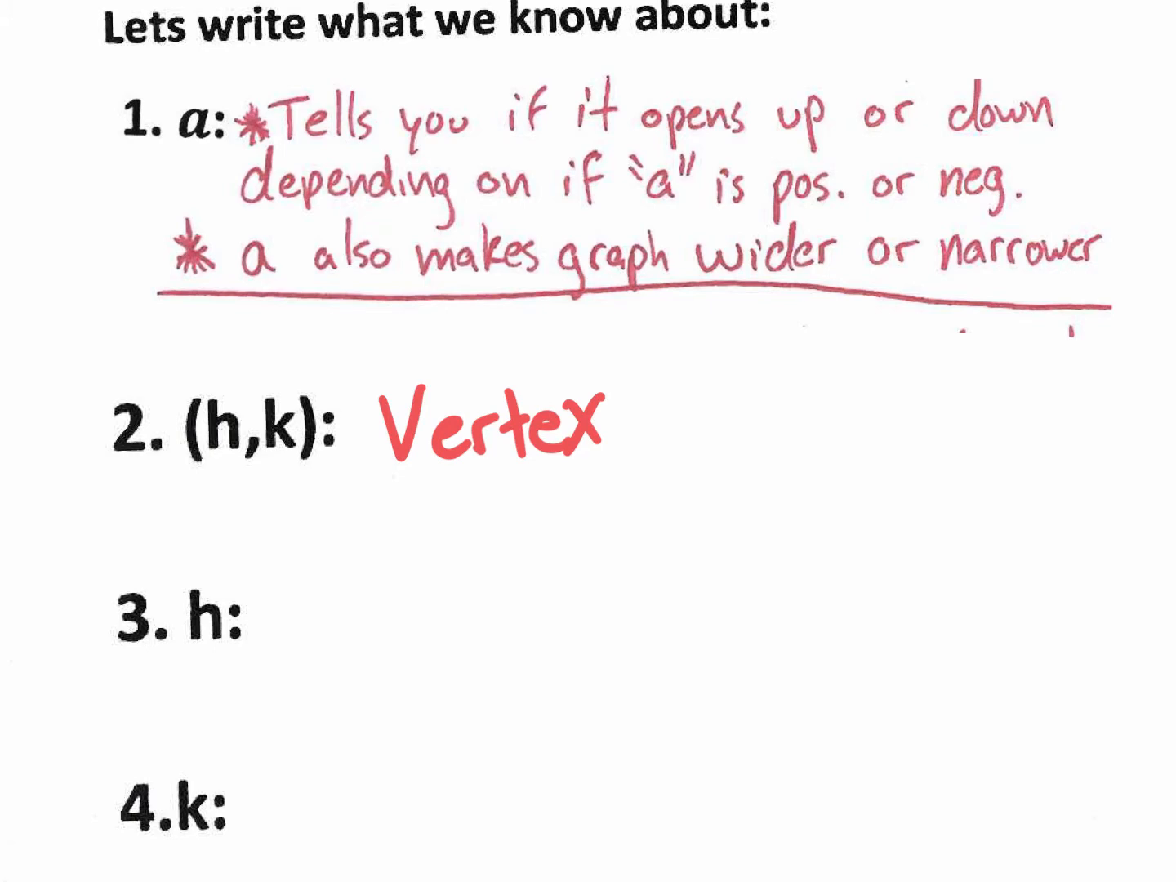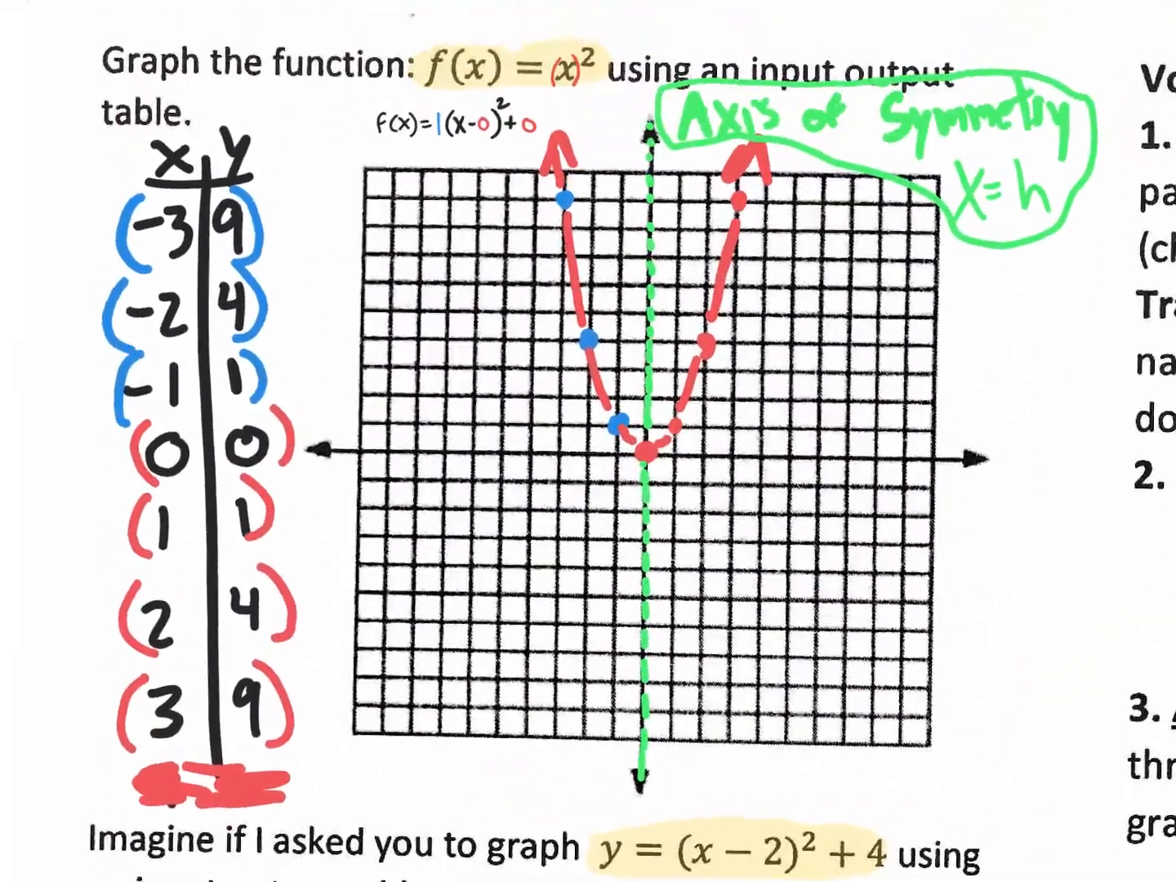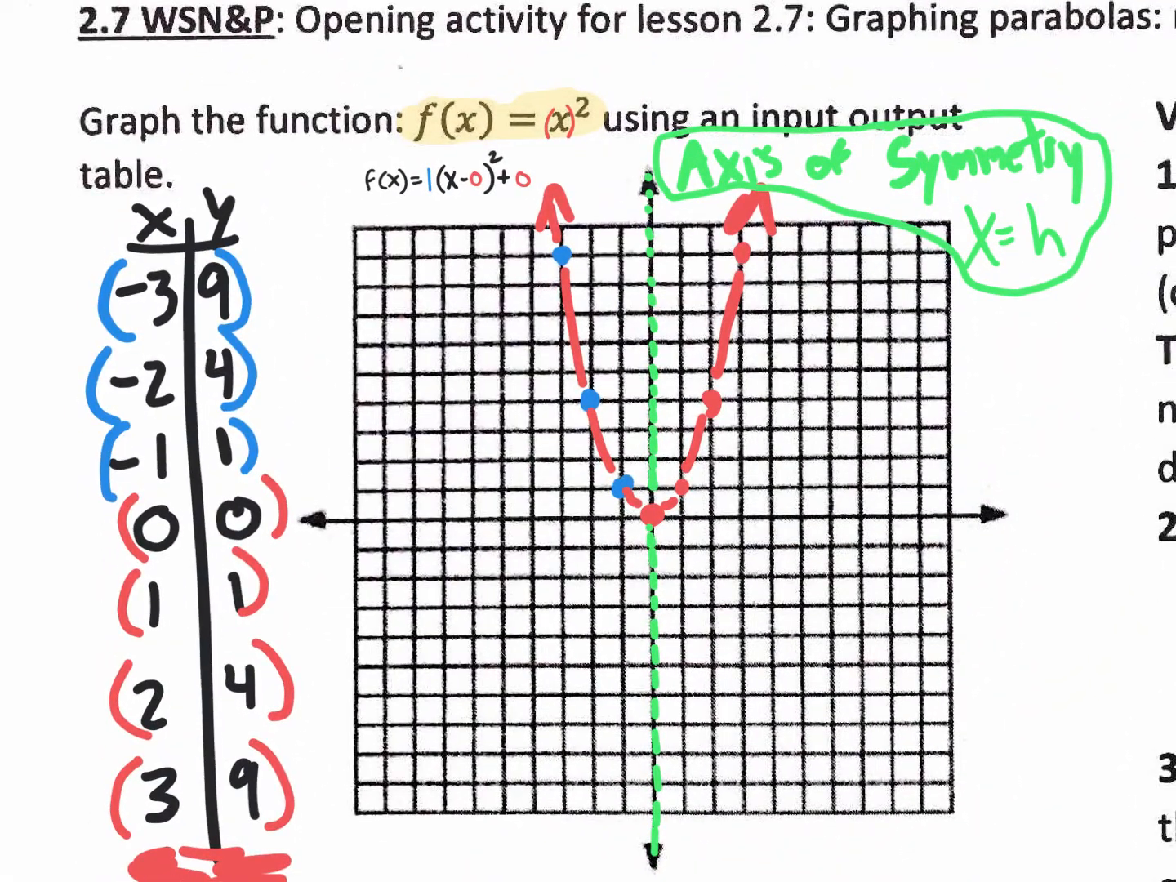Now, before we move on to h and k, I want to go back to the parent graph up here, and we call it a parent graph. The reason why we call it a parent graph is because all other parabolas come from this graph, right? If you're a parent and you have kids, your kids usually look like you, right? All other parabolas, doesn't matter if they're wider or if they're narrower, they're going to look like this, but they have gone through some type of transformation. Maybe it's opening down instead of up. Maybe it's wider. Maybe it's narrower, right?